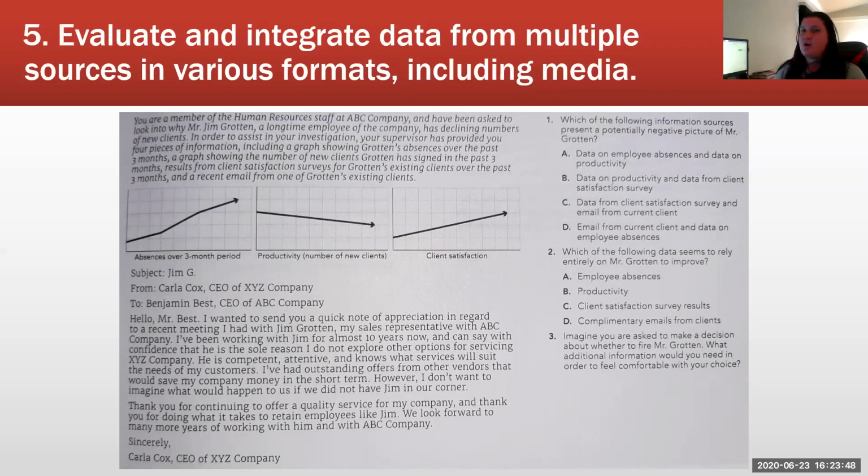Okay. Which of the following information sources present a potentially negative picture of Mr. Groton? So we're looking for something that gives a negative connotation. We're looking for something that paints him in a negative light. Data on employee absences and data on productivity. Data on productivity and data from client satisfaction surveys. Data from client satisfaction surveys and an email from a current client. Email from a current client and data on employee absences. So which of these makes him look the worst?